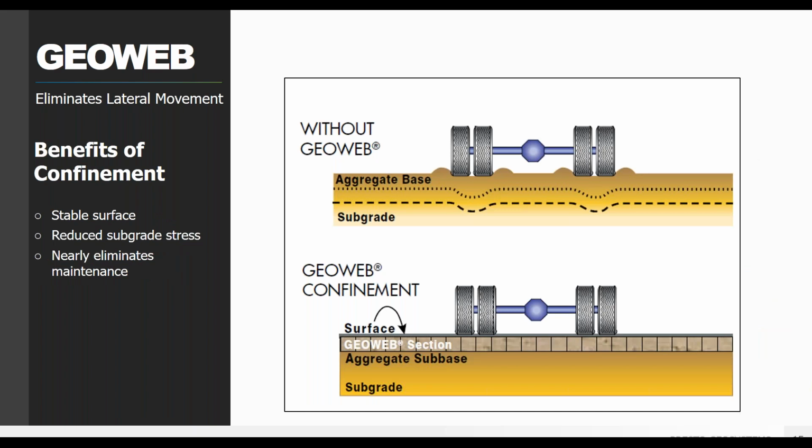And by eliminating that lateral particle movement, because they're all confined within those GeoWeb cells, the system can stabilize the surface and eliminate the need for constant maintenance. So you're not having to go back, fill those in, regrade the surface.